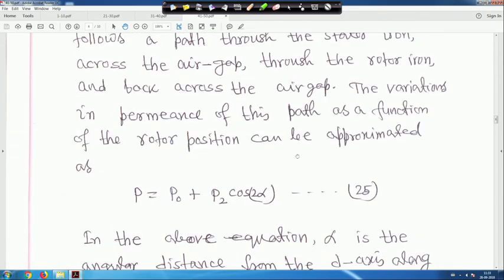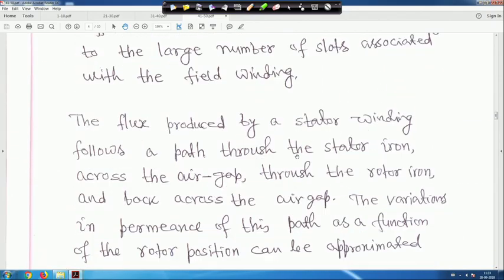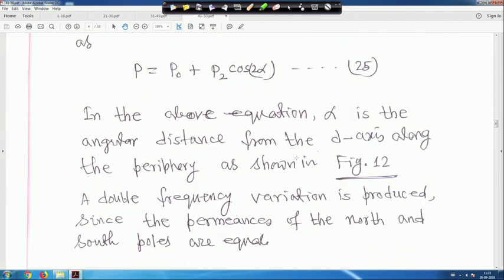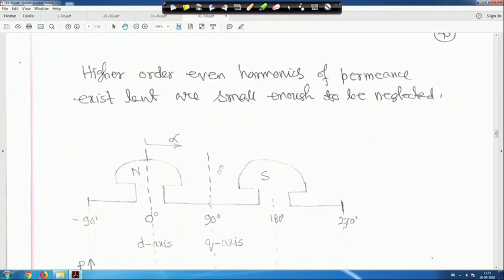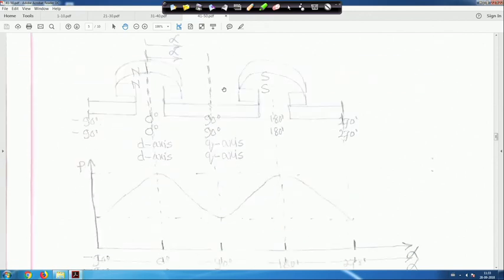So if you come to this, the double frequency variation I showed just now is produced since the permeance of the north pole and south poles are equal, right. So higher order even harmonics of permeance exist, but are small enough to be neglected. So higher order harmonics are not considered, right.